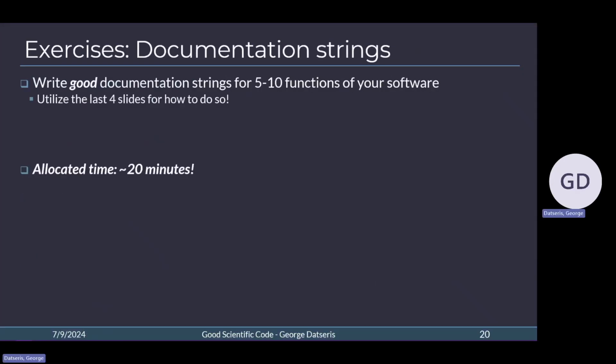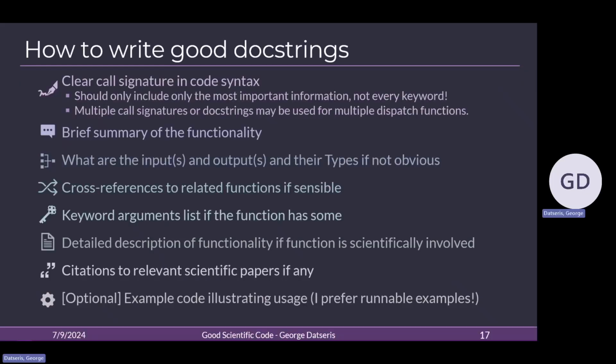Exercise, the most important exercise, I would say. You should take a good 20 minutes now and write good documentation strings for, let's say, the 5 to 10 most important functions of the code base that you want to document. And please try to use this very nice advice for writing these documentation strings, okay? The time here is somewhat arbitrary. Do whatever you can achieve in these 20 or so minutes that we will have open.